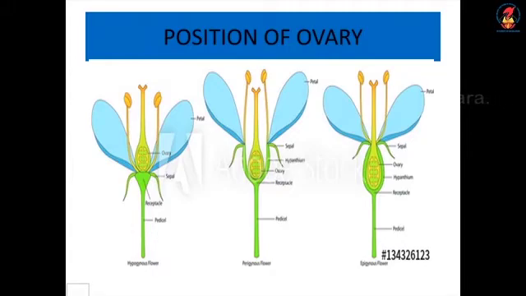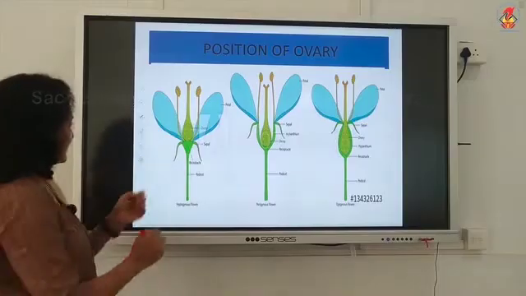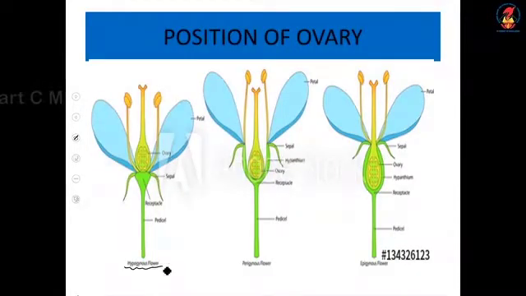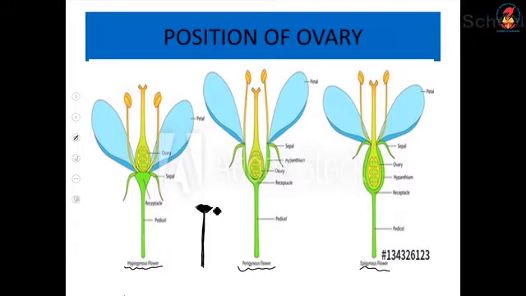Okay. Now, the flowers are classified into hypogynous flowers, perigynous flowers and epigynous flowers based on the position of the ovary. Now, before going into that, I told you the flower has a stalk called the pedicel and the enlarged portion is called the thalamus. Now, look, in the first case, hypogynous, this thalamus is slightly bulged. See, look at the way I drew the thalamus. It's slightly bulged. The cup is slightly bulged.